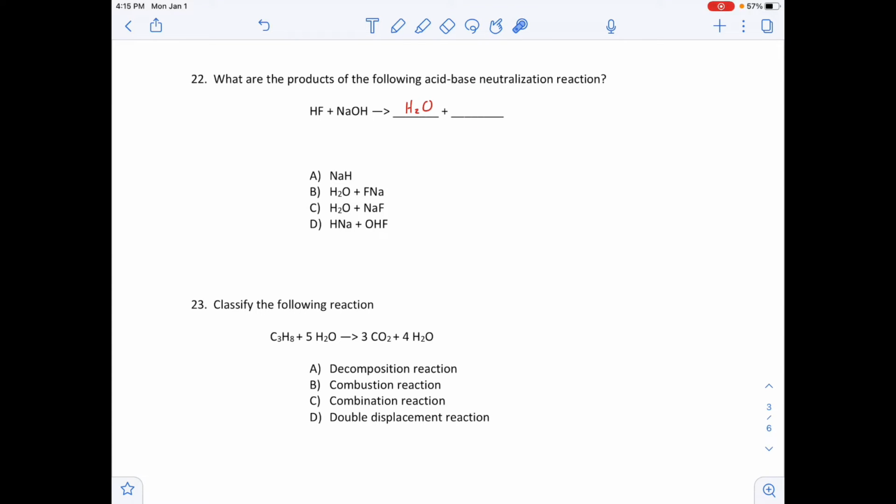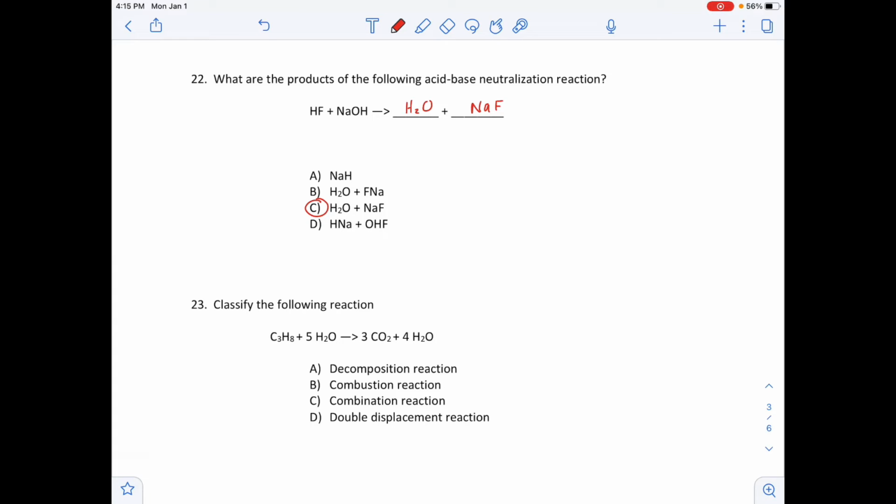So when we look at our reactants, we see that we have 2 hydrogens and 1 oxygen, and that's being taken care of by having water as a product. So the only 2 things left are the fluorine and the sodium. So our second product is going to be NaF. So the correct answer for this would be C.